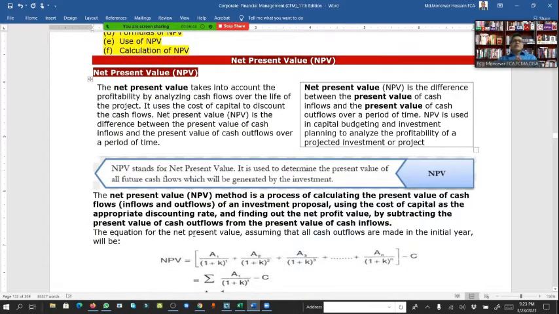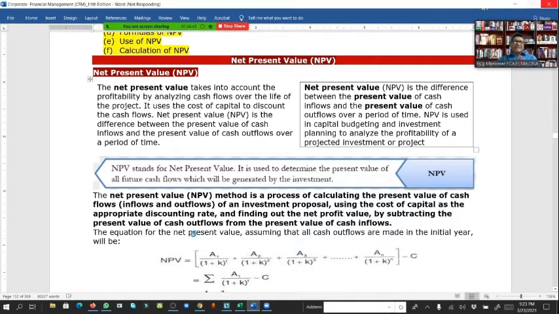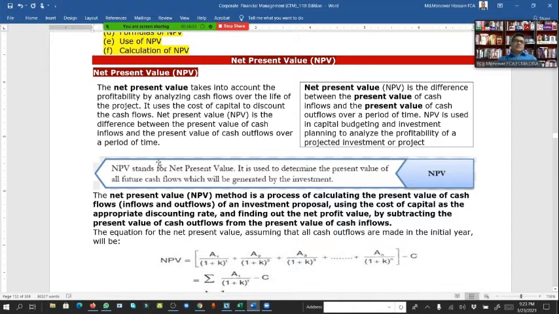The net present value takes into account the profitability of the project by analyzing cash flow over the life of the project. That means whole life cash flow is considered here. It uses the cost of capital to discount the cash flow. Net present value is the difference between the present value of cash inflow and the present value of cash outflow over a period of time.